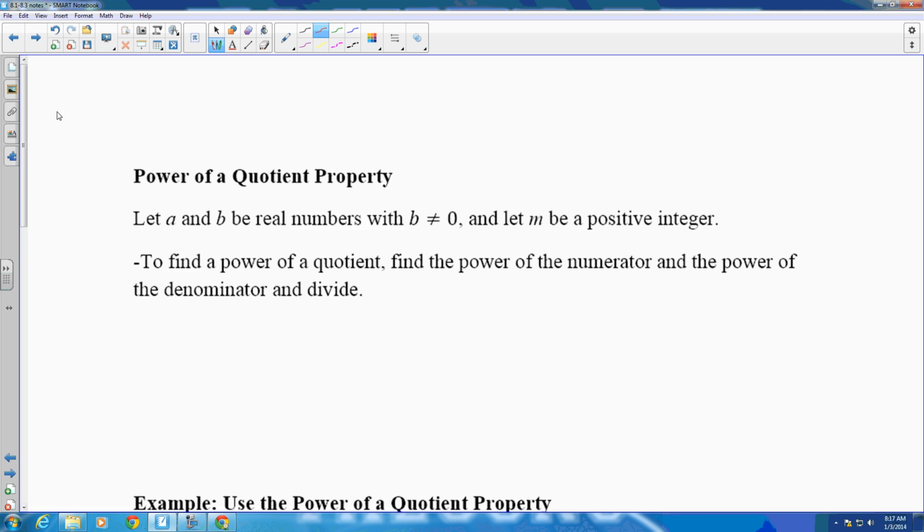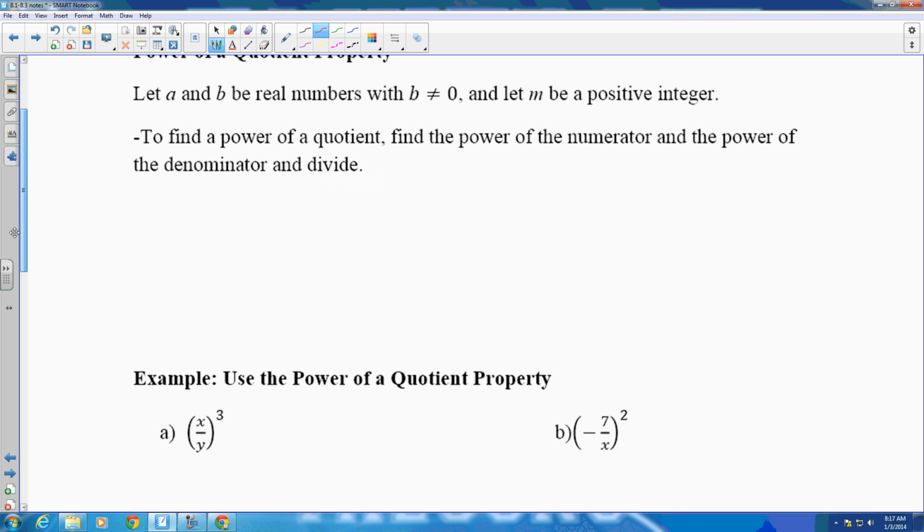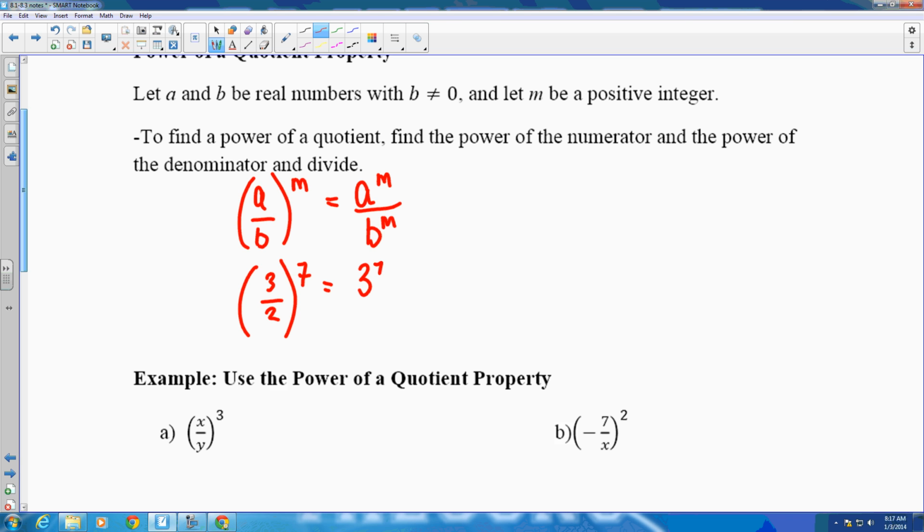Okay, now we have the power of a quotient. So if we are dividing, so we have a quotient, and we are raising that whole thing to an exponent, it's very similar to the power of a product. We just distribute that exponent into every term inside, even the one on the bottom. So an example with numbers, if I have 3 divided by 2, whole thing raised to the 7th power, that's 3 to the 7th over 2 to the 7th.